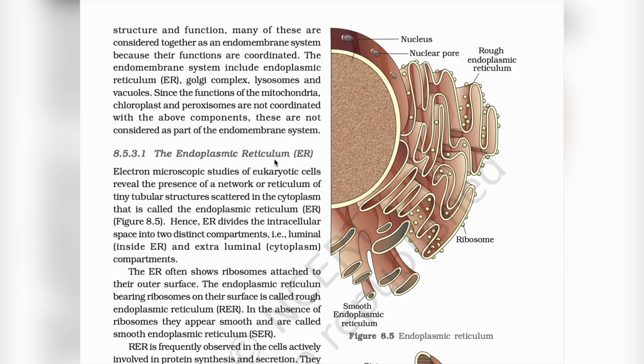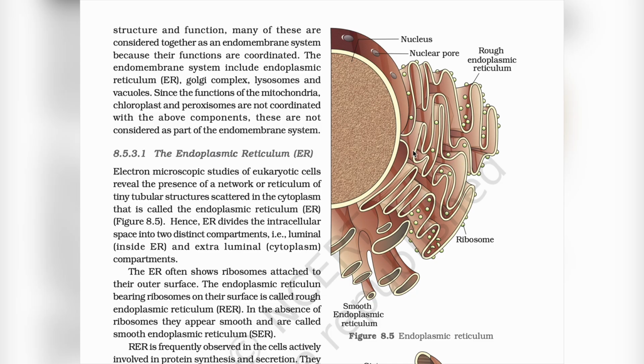The ER, endoplasmic reticulum. Electron microscopic studies of eukaryotic cells reveal the presence of a network or reticulum of tiny tubular structures scattered in the cytoplasm, that is called the endoplasmic reticulum, ER, as can be seen in figure 8.5. See here, this is the network. This is rough ER because ribosomes are present on its surface, right? This is the nuclear pore, nucleus, nuclear membrane, and then this is the nuclear pore. This is nucleoplasm, and this is basically rough endoplasmic reticulum, a network-like structure.